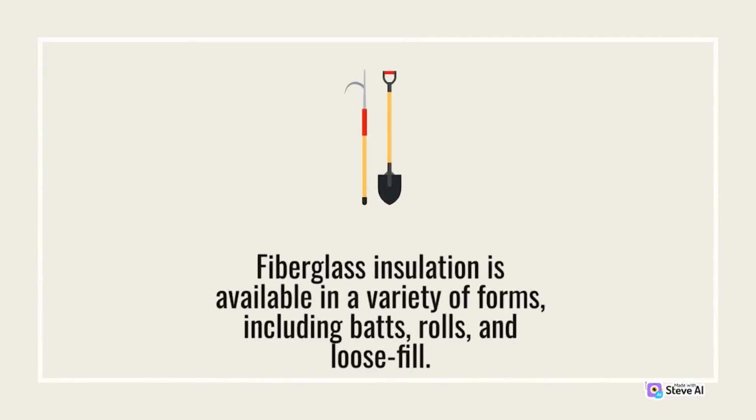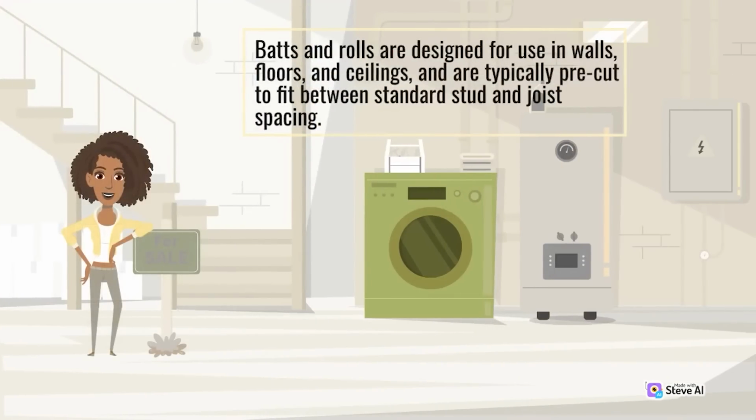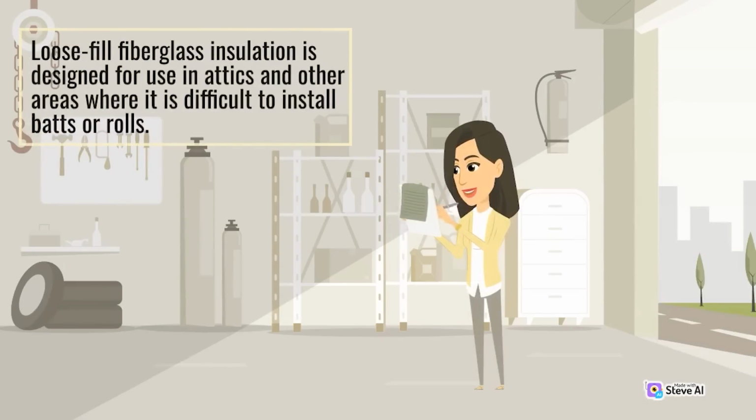Fiberglass insulation is available in a variety of forms, including bats, rolls, and loose fill. Bats and rolls are designed for use in walls, floors, and ceilings, and are typically pre-cut to fit between standard stud and joist spacing. Loose-fill fiberglass insulation is designed for use in attics and other areas where it is difficult to install bats or rolls.